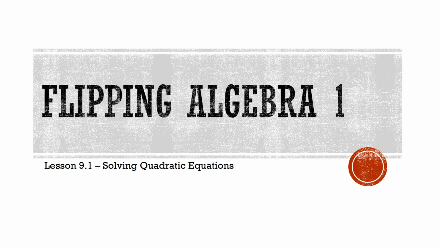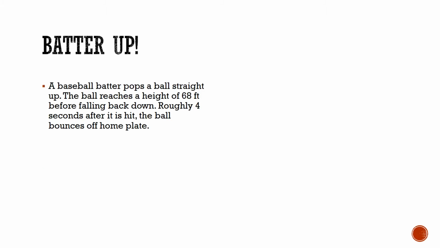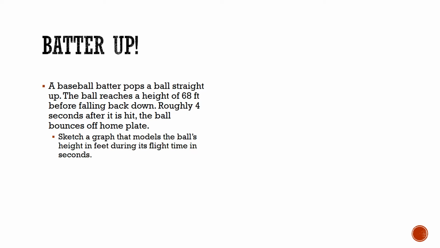All right, so first, a baseball batter pops a ball straight up. The ball reaches a height of 68 feet before falling back down. Roughly 4 seconds after it is hit, the ball bounces off home plate. Sorry if you can hear my cat. Sketch a graph that models the ball's height in feet during its flight time in seconds.